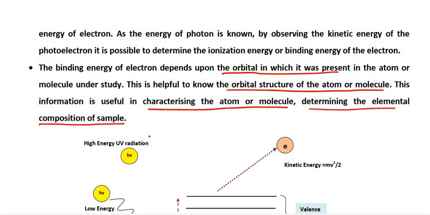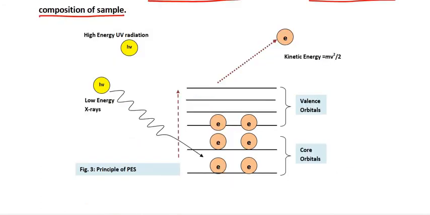Similarly, in the case of molecules, the electrons are present in different molecular orbitals, and with the PES method, we are able to know the energies of different orbitals, and with the help of this, we are able to characterize the particular molecule or atoms under analysis. So the principle of photoelectron spectroscopy can be presented by this figure.